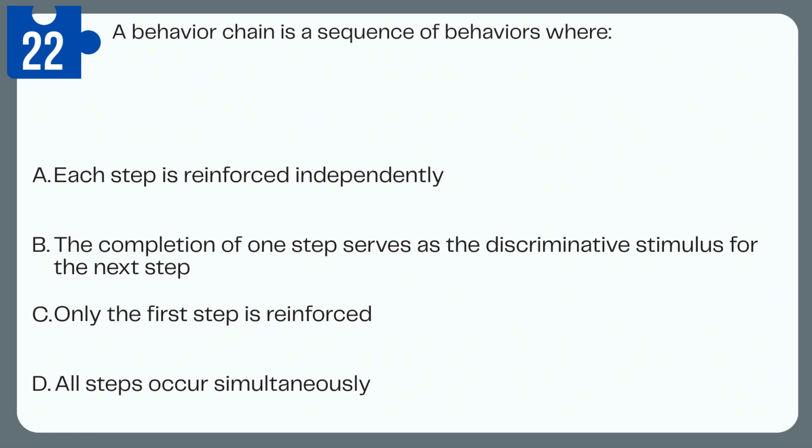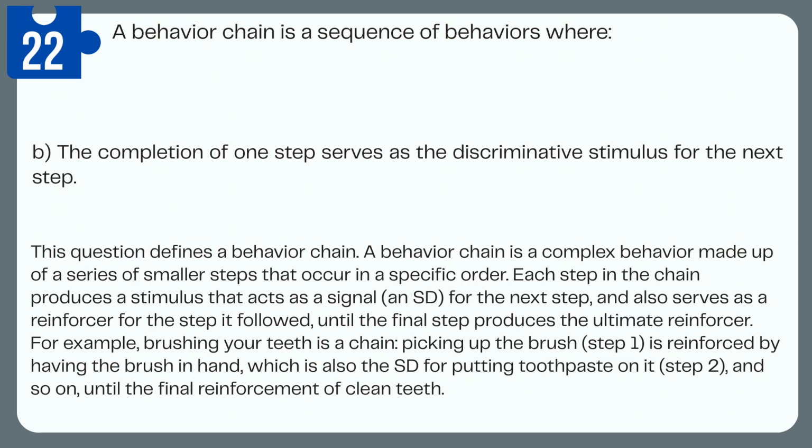Question 22. A behavior chain is a sequence of behaviors where A. Each step is reinforced independently. B. The completion of one step serves as the discriminative stimulus for the next step. C. Only the first step is reinforced. D. All steps occur simultaneously. Answer: B. The completion of one step serves as the discriminative stimulus for the next step.